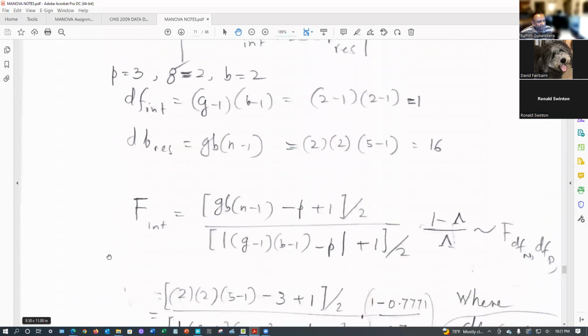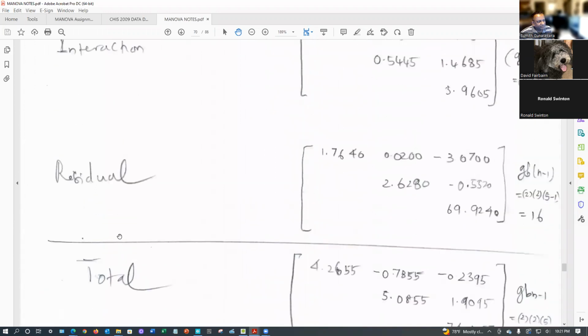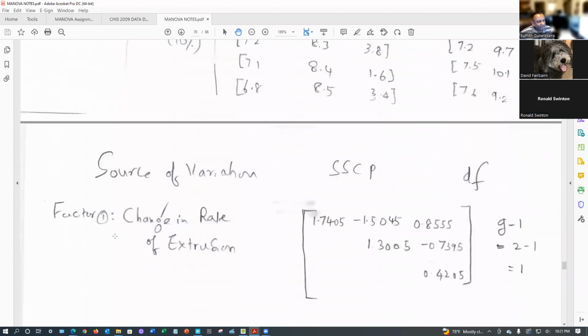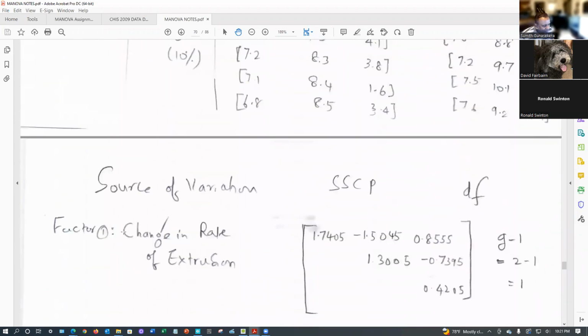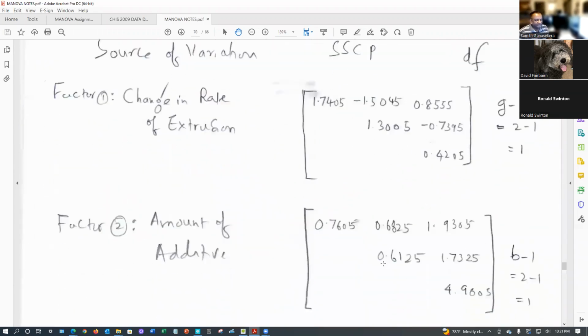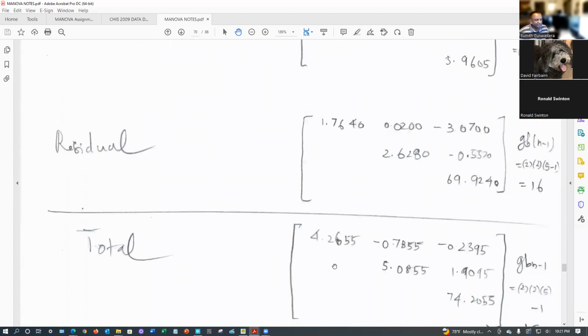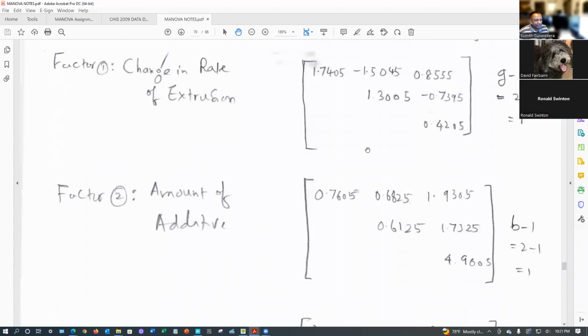You can do the interaction term. When you get that, the source of variation for factor 1, you get like this. Factor 2, you get like this. Interaction, you get like this. Residual, you get the vector. And those are sums of squares. Okay, all sums of squares.